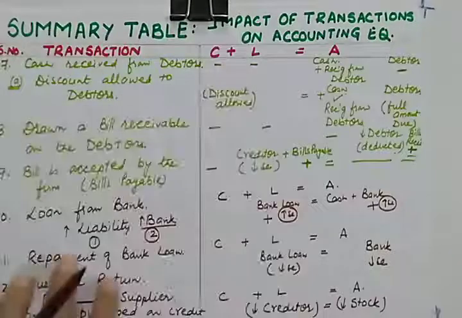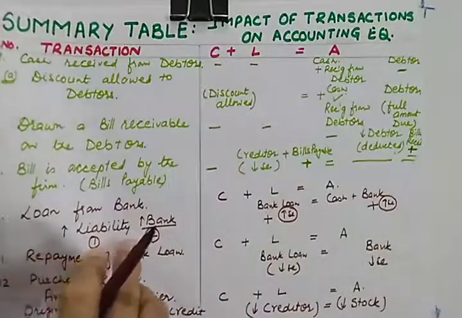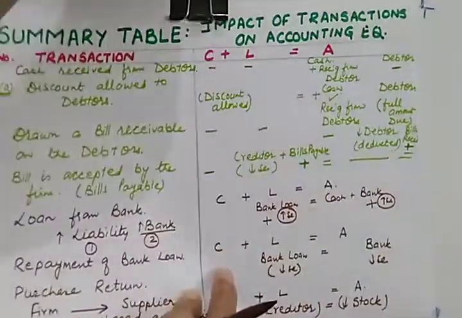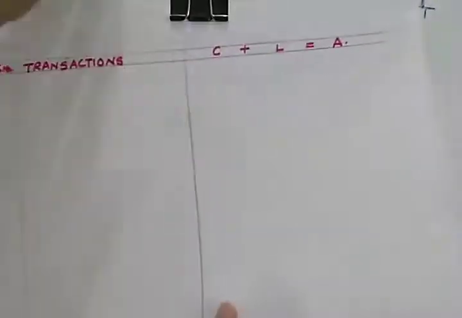Now let us do the last transaction. So we'll be doing a few more transactions because so many transactions are still left. So we'll be doing more transactions in the subsequent lectures.